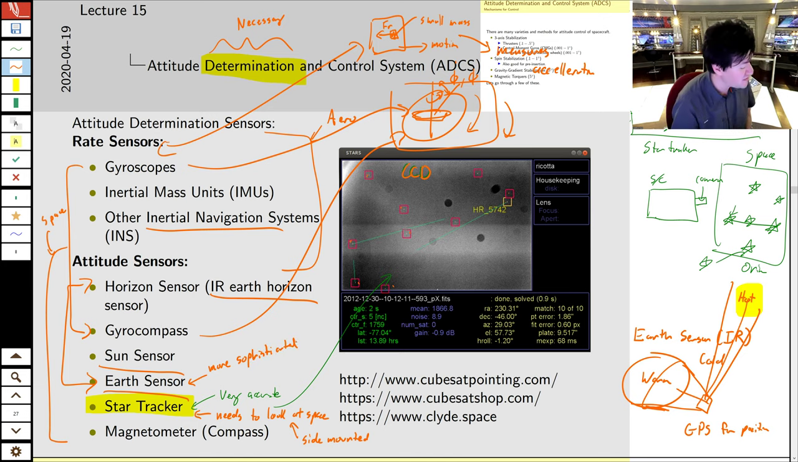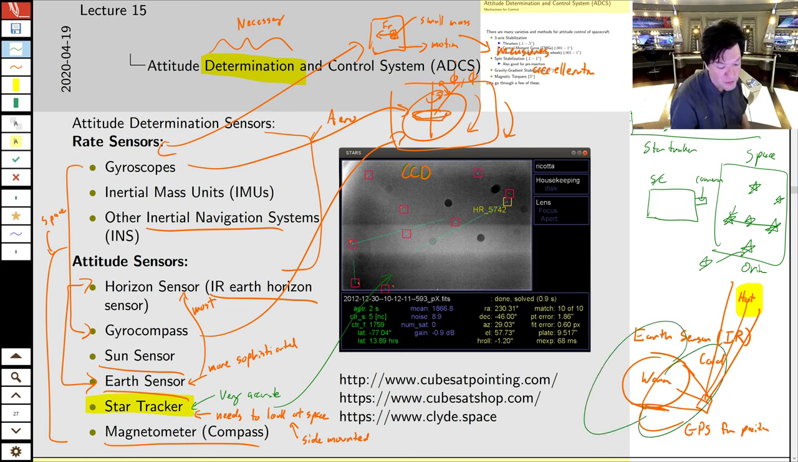But if you're really getting that sophisticated, you would generally go to a star tracker. So most Earth sensors are actually horizon sensors. And finally, you can get some orientation by using a compass, the old-fashioned way. You sense the magnetic field lines of the Earth. So the magnetic field lines go like this. Draw a field line.